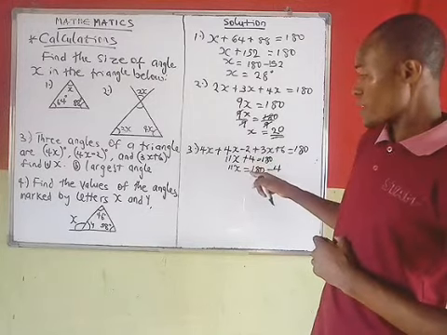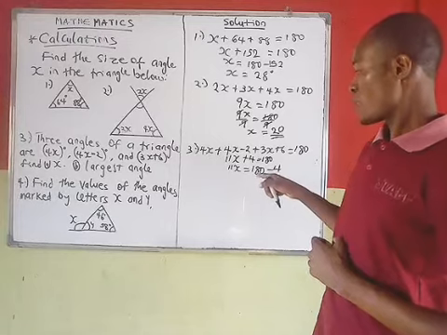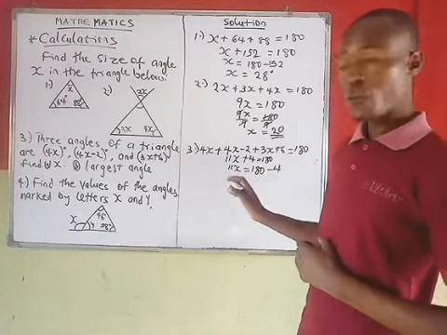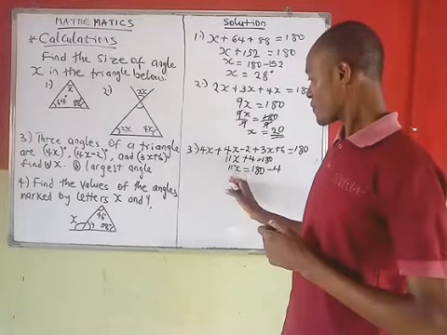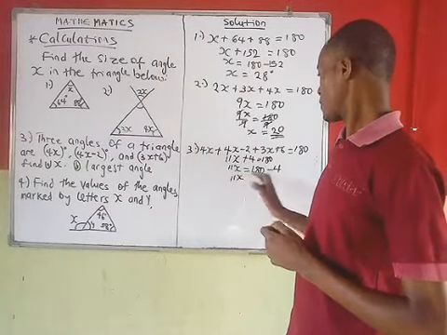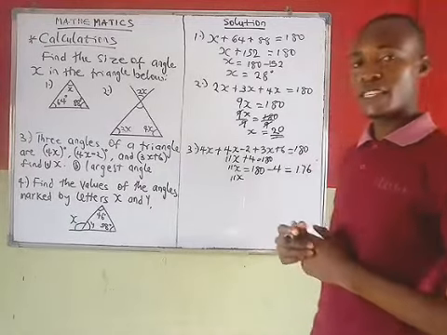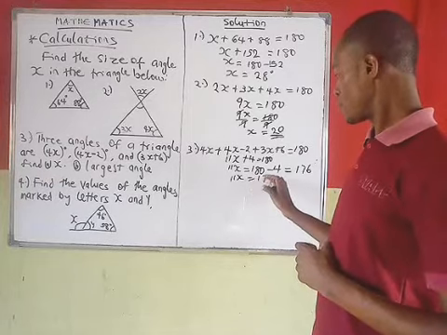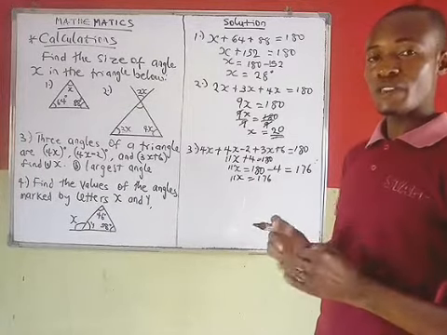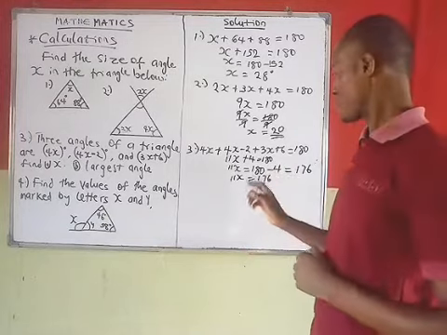The plus 4, as it crosses the equality sign, changes to minus. And so you have 180 minus 4, which is equal to what? 180 minus 4 will give us 176. So the next thing, we have to divide both sides by the coefficient of x. The coefficient of x is what? 11.